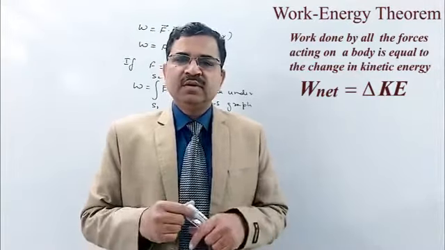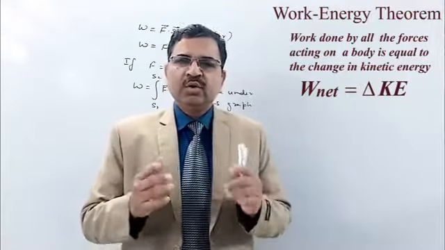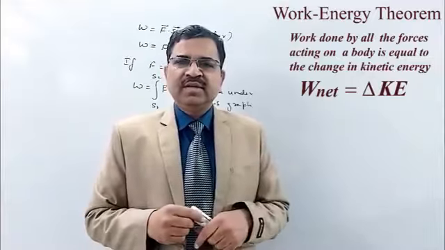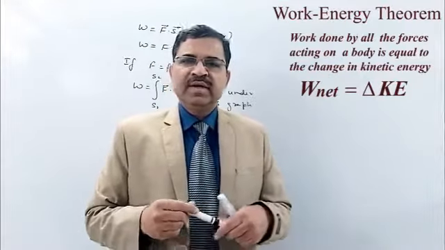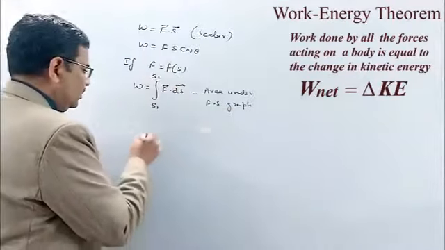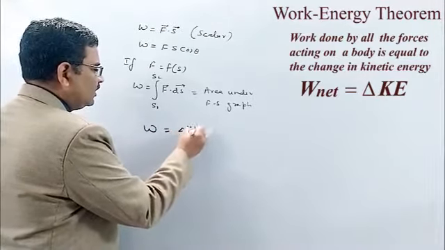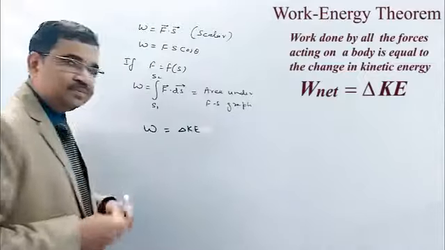We find the work done by all the forces and then we add all to get the total work done on a body, and that is equal to the change in kinetic energy. So I can write the work energy theorem in this way: the total work done by all the forces is equal to the change in kinetic energy of the body.